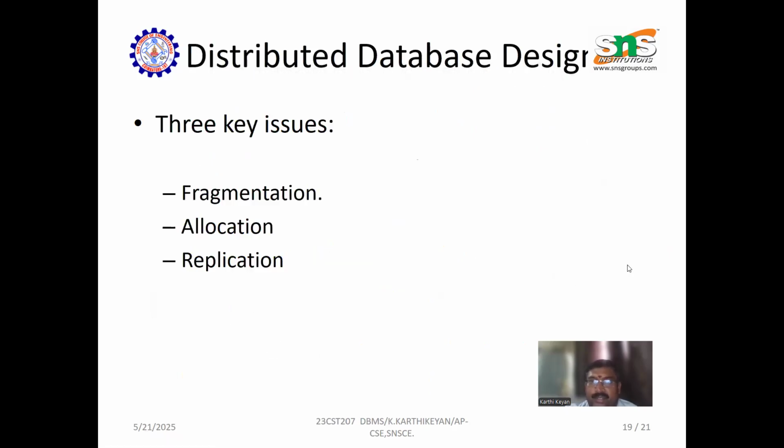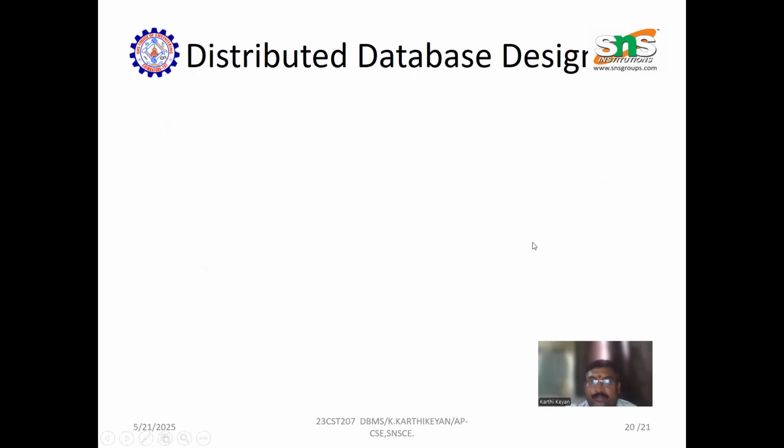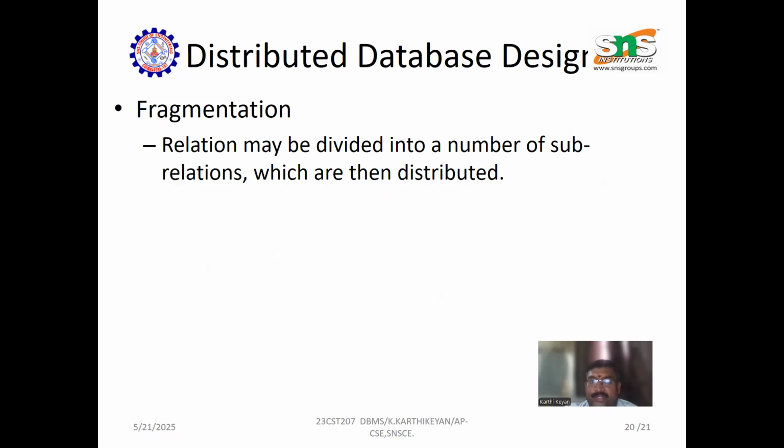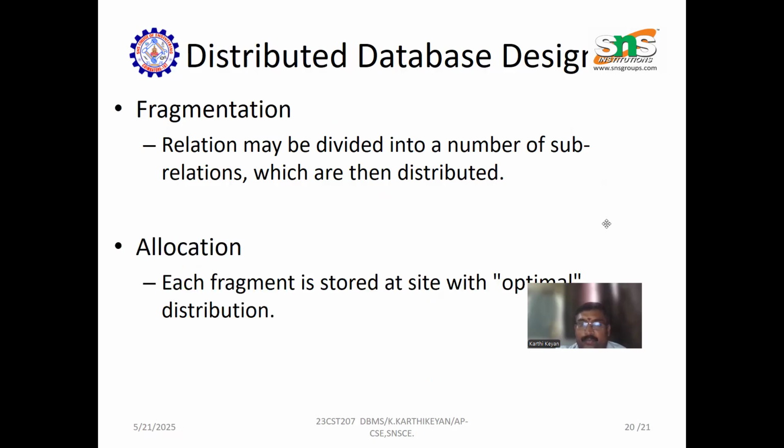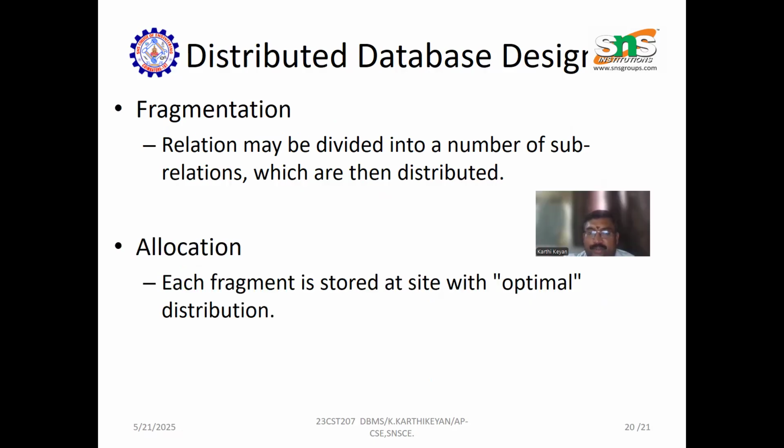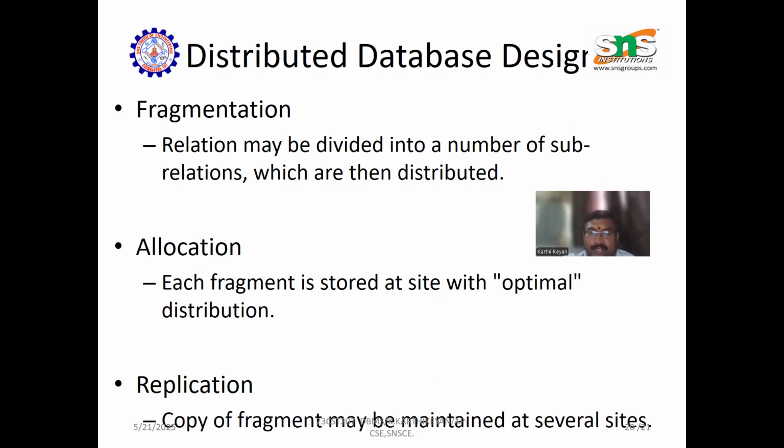So in database design, there are three key issues: fragmentation, allocation, and replication. Fragmentation: a relation may be divided into a number of sub-relations which are distributed. Allocation: each fragment is stored at the site with the optimal distribution. Replication: a copy of a fragment may be maintained at several sites.